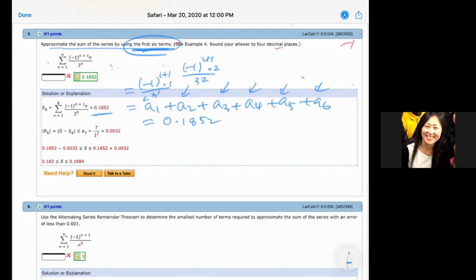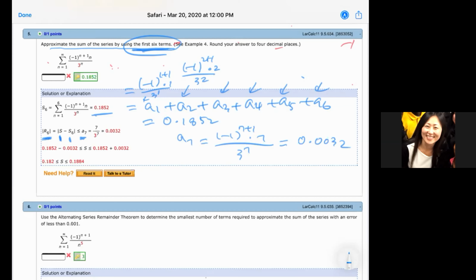All right, so I want to find R sub 6, which means the error between the real infinite series minus the partial sum of 6 terms. That has to be less than or equal to A sub 7. So I need to figure out what A sub 7 is. I just plug it in, 7 plus 1 times 7 over 3 to the 7th power, and according to this, that gives me 0.0032.